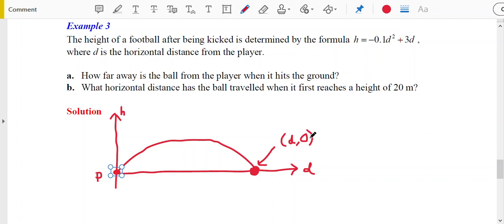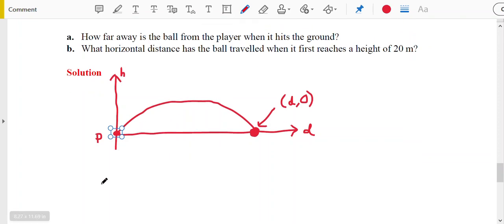Okay, the height is 0 if it's on the ground. So I can go back to my formula that they give me and I can make the height 0. So I could actually say for part A, when the ball's on the ground, the height is 0. That should make sense to everybody.